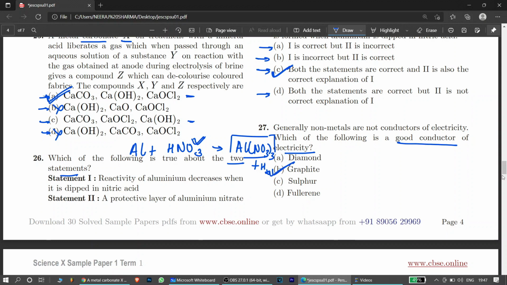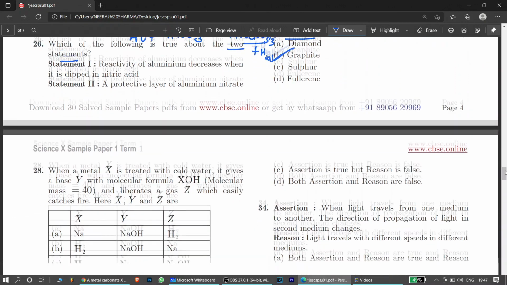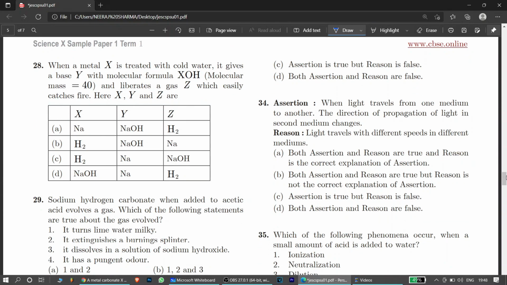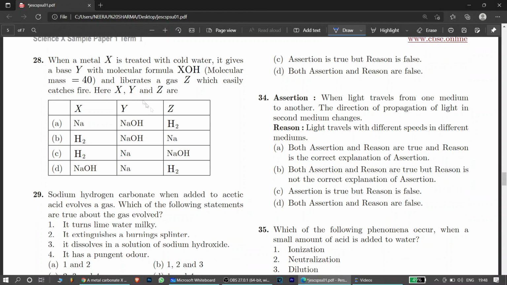Alright, now coming to question number 28. Very important question again from the exam point of view. When the metal X is treated with cold water, it gives base Y. Metal is X, base is Y. Its molecular formula is XOH.